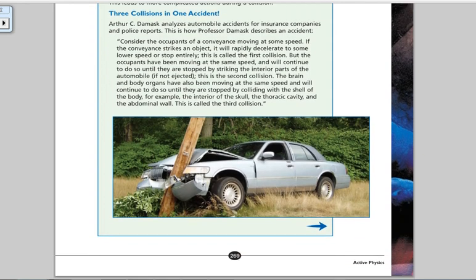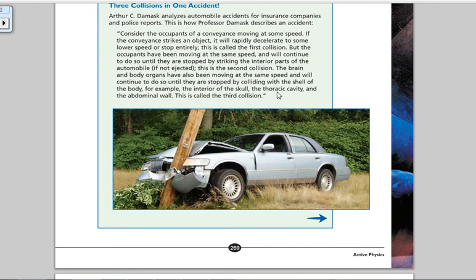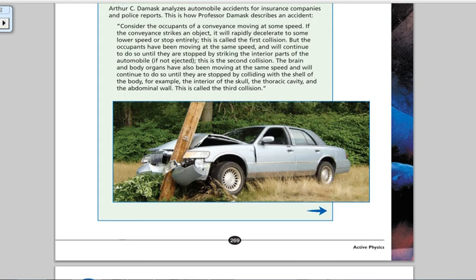Alright, so 3 collisions in 1 accident. This goes over a scenario when someone's driving, and how you can actually observe all of Newton's laws just by observing an accident and how many forces there are. And Newton's third law says that for every force there's an equal and opposite force. Just like that, for every action there's an equal and opposite reaction.